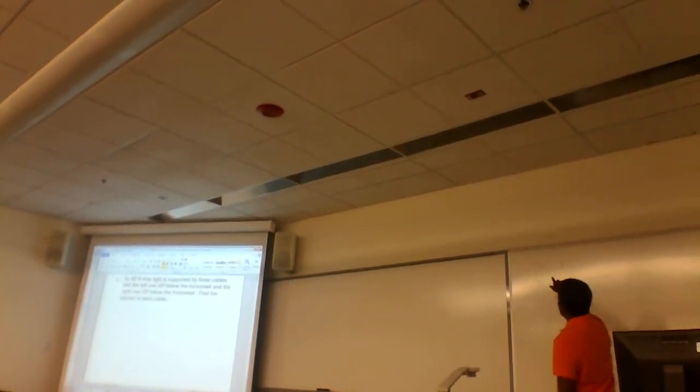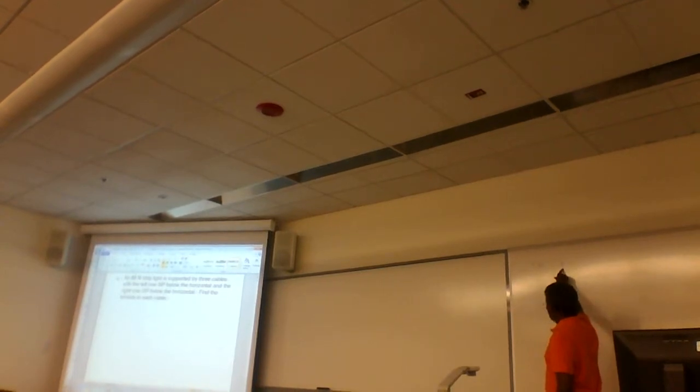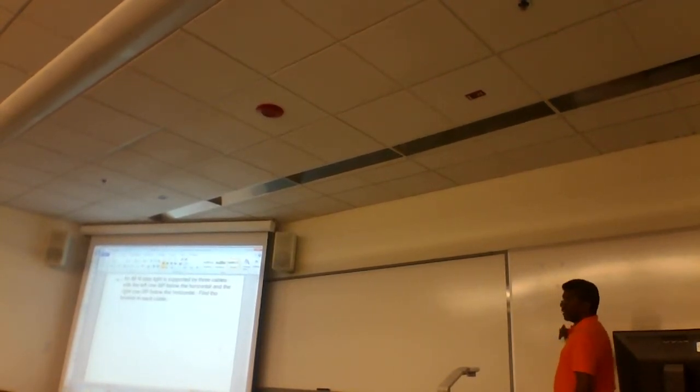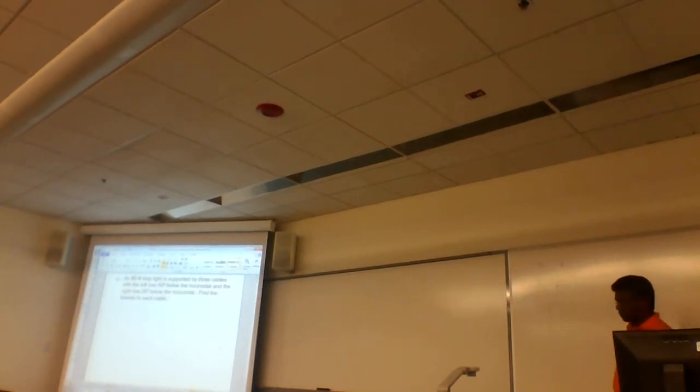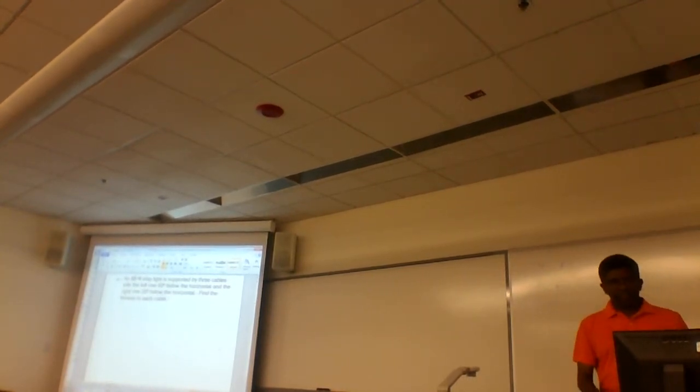So this angle is 50 here. This angle is 25, and the weight of this is 85 newtons. This is the weight. Now the question is find the tension in each cable. That means tell me what is the tension here, here, and here.